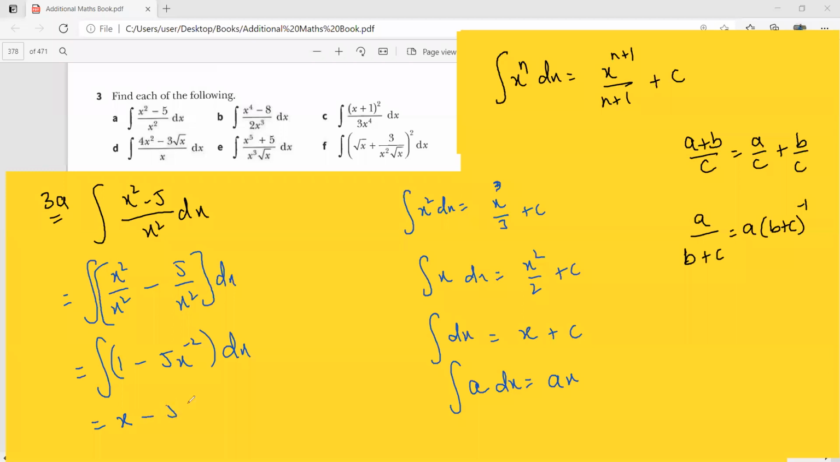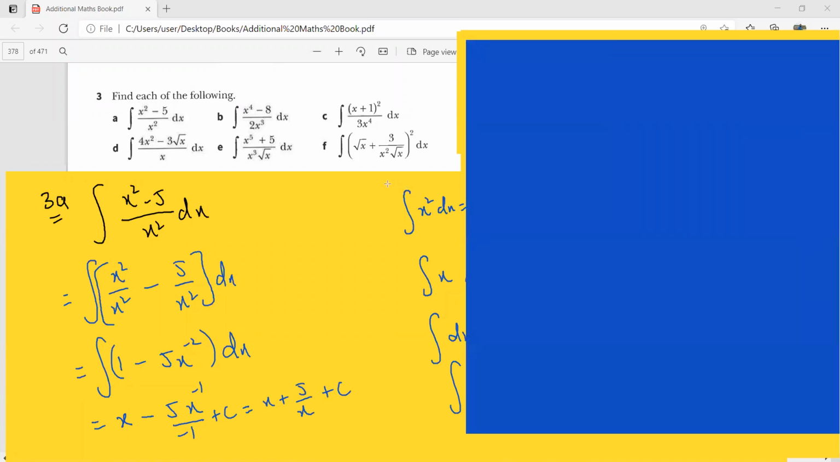And then you have minus 5 x to the power minus 2 plus 1, which is minus 1, over minus 1, plus c. And finally, this is x plus 5 over x plus c. That is the integral of this, part A.